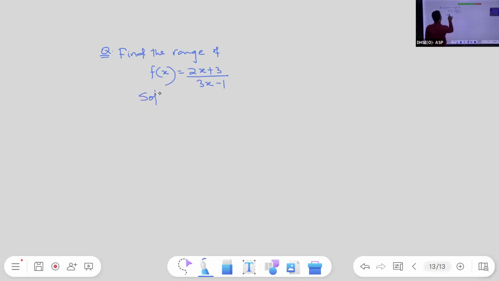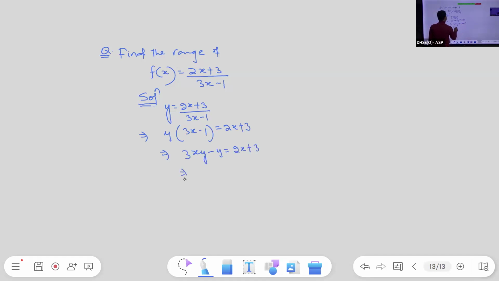Come to the solution. Procedural method: y is equal to 2x plus 3 upon 3x minus 1. Taking all the terms by cross multiplication, y into 3x minus 1 is equal to 2x plus 3. This implies 3xy minus y is equal to 2x plus 3. This implies 3xy minus 2x is equal to y plus 3.